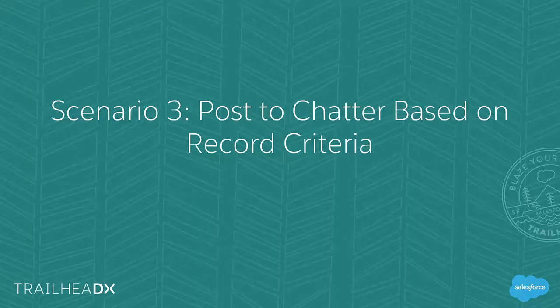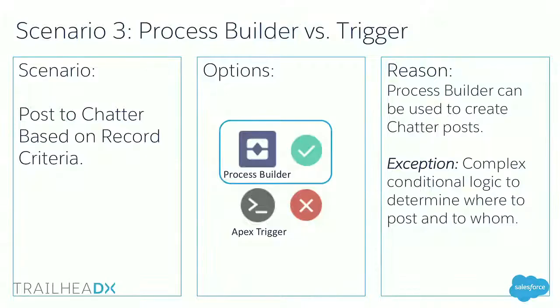So another scenario, posting to Chatter. Post to a Chatter feed based on certain record criteria. You're going to sense a theme here. So again, let's say, for example, every deal over $100,000, every opportunity over $100,000 needs to post to Chatter and mention the VP of sales. Wants top-down visibility to all of that. Super, super simple in Process Builder.